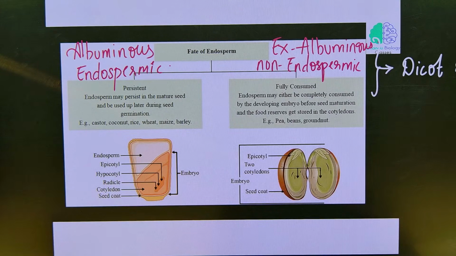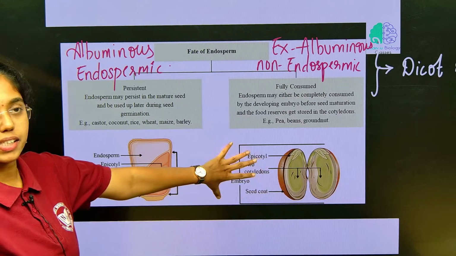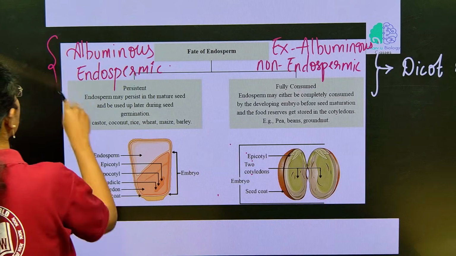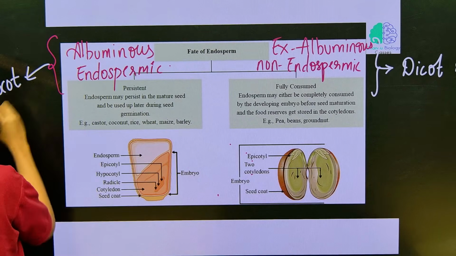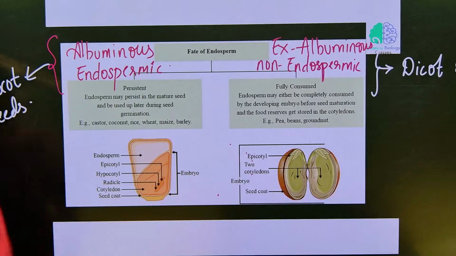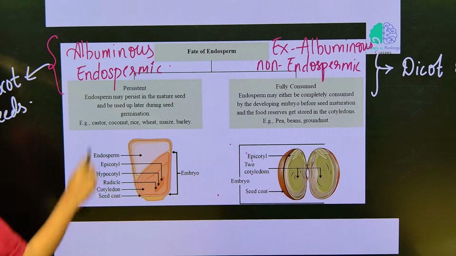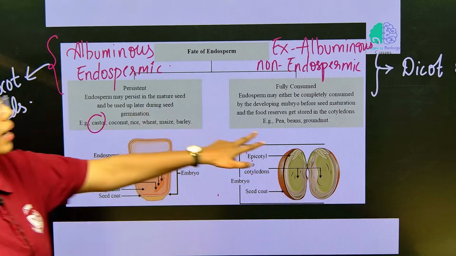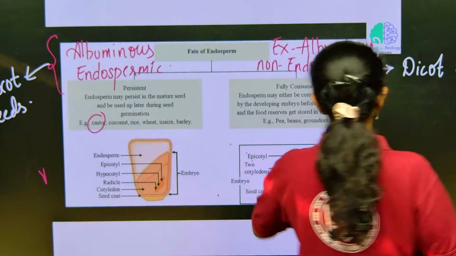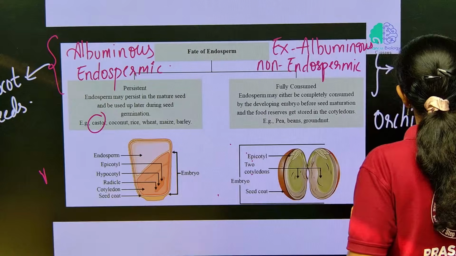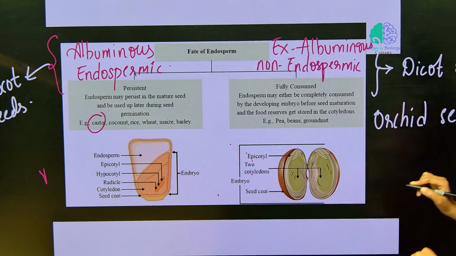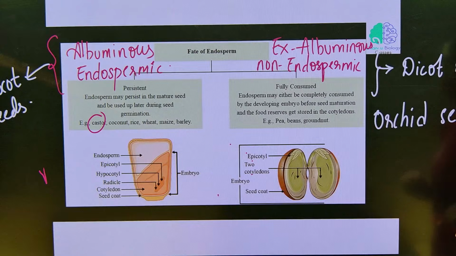Yes, you are right, Surya. Pea and beans are the examples of exalbuminous seeds. Albuminous seeds mostly will be monocot seeds. Only dicot example I can give you is castor for albuminous seeds. Here some monocot seeds like orchid seeds can also show the exalbuminous condition. This is about albuminous and exalbuminous seeds. I hope this is clear, right?